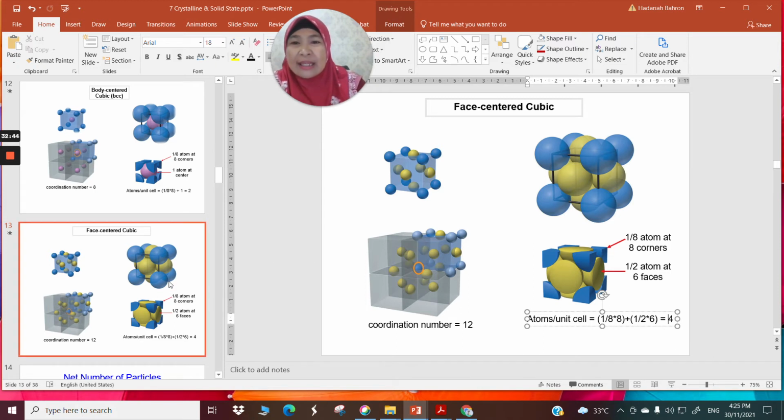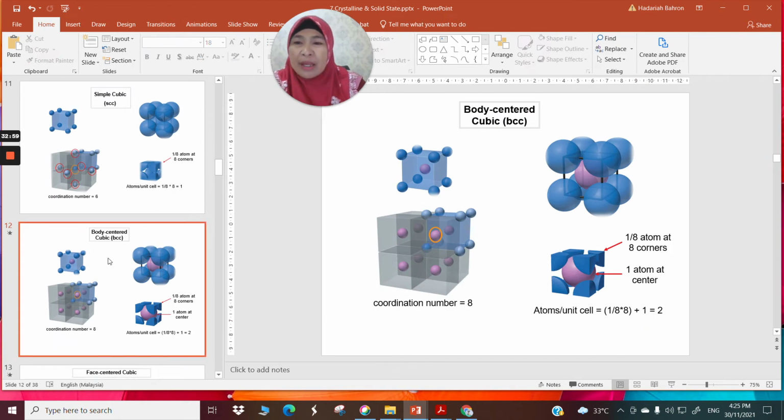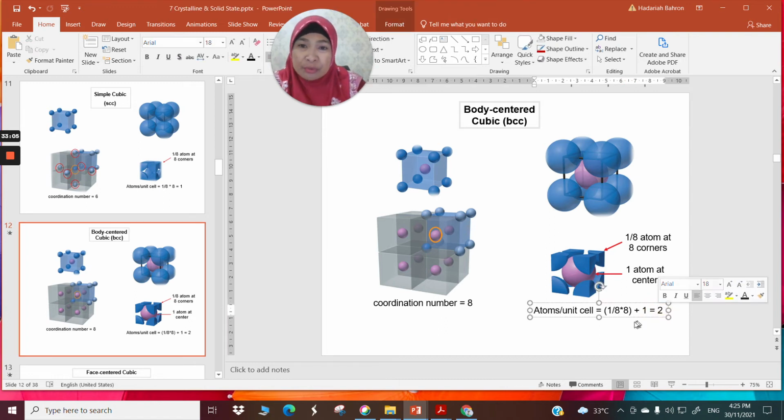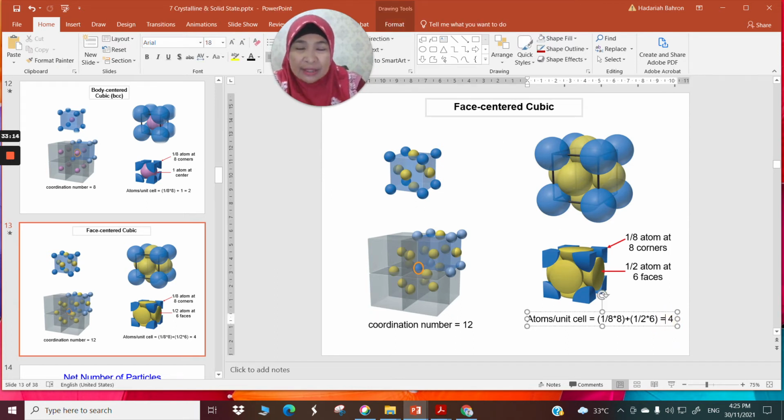So can you see the gradual density increase for the 3 units? For simple cubic, per cube you only have 1 particle. But for your body-centered cubic, in each cube you have 2 particles. And going further down, for face-centered cubic, in 1 unit cell you have 4 particles. So you can see the density of these arrangements increasing as we go along, from the simple cubic to body-centered cubic to the face-centered cubic.